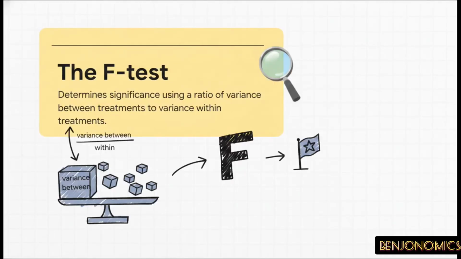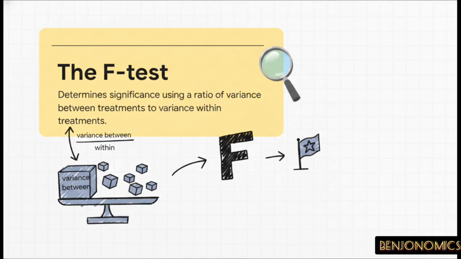To actually use that partition data to get a result, we rely on something called the F-test, named in honor of Ronald Fisher. The F-test creates a super simple ratio. It takes the variance between our treatments, so the breeds, and divides it by the variance within our treatments, that natural noise we just talked about. Now, what's really interesting about this is the secret trick of the ratio itself.